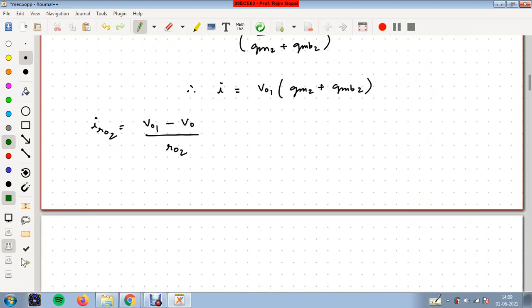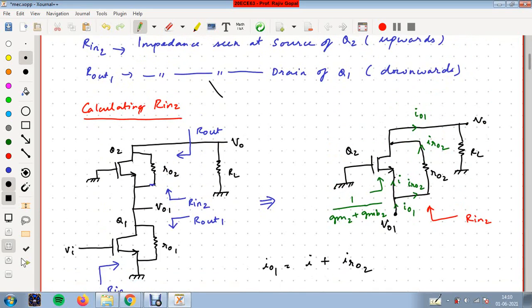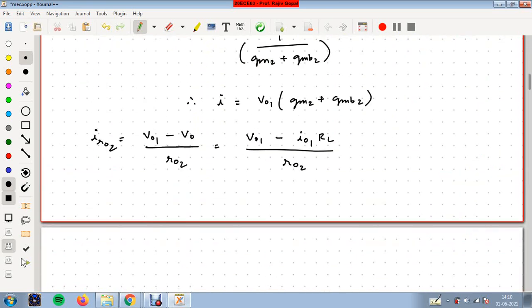In this, V0 is the output voltage, so I will write it as (V01 - I01 RL) divided by R02. See, the voltage across RL is V0. So the current through RL is I01, and I01 into RL will give me V0. So that I have substituted here.